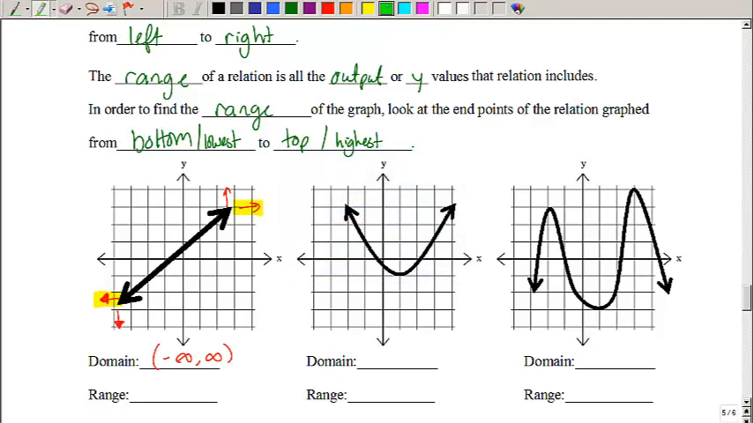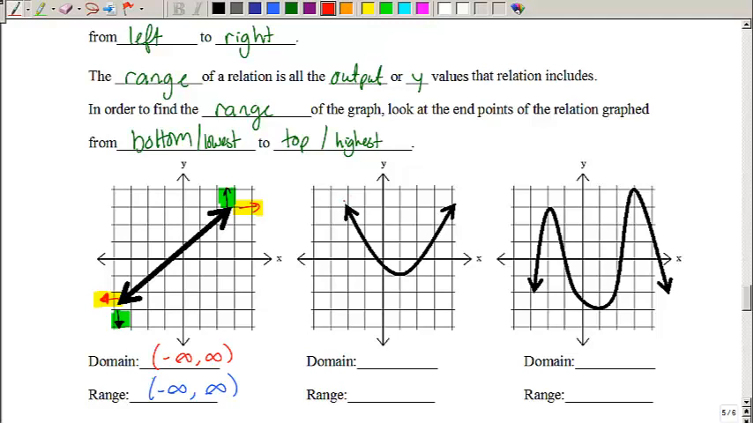Similarly, when I'm looking for the range, I'm looking for as low as my values can go and as high as my values can go, and I'm going to include all the values in between them. The lowest I can go is negative infinity. Notice that this arrow right here tells me I can go down forever. Similarly, this arrow tells me that I go up forever. So when I'm looking for my range, how low can I go? Well, negative infinity. How high can I go? Positive infinity.